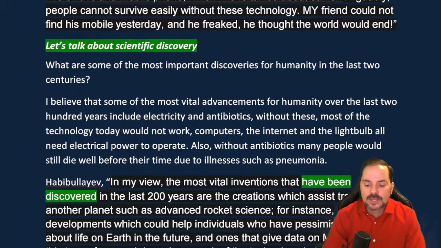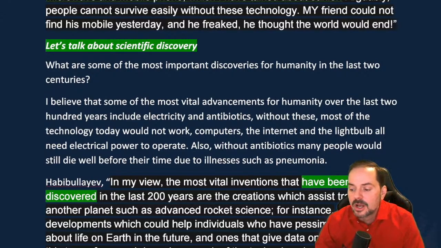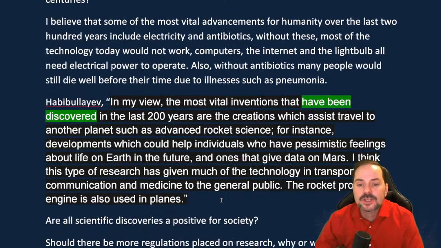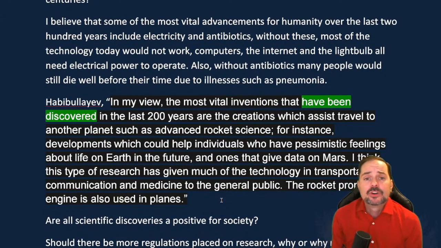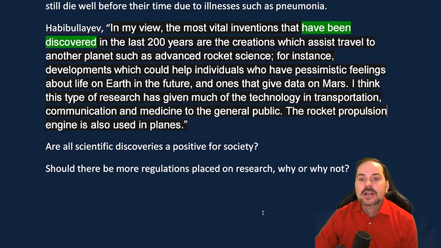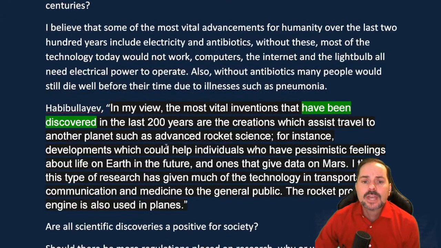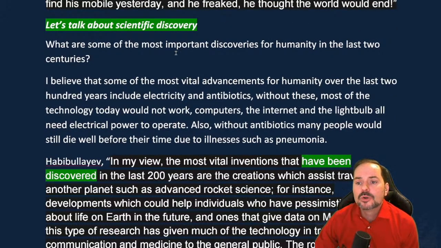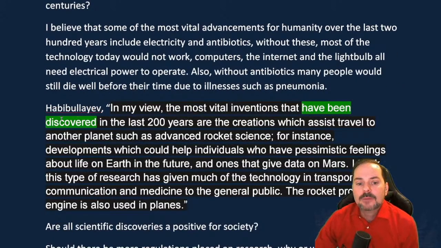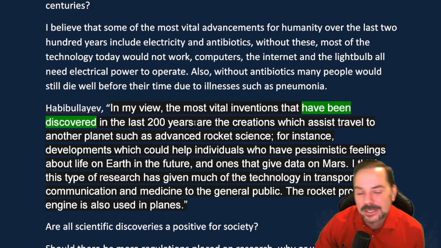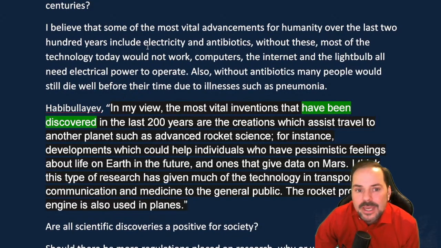Okay, whether or not that's true doesn't matter, but that's the example there. Okay, so this would be your band 5 converted to a band 9 response, Habibulayev. Okay, so that's what it is there. Okay, I'm bringing it up, so there you go. Okay, all right. So again, here's the question: what are some of the most important discoveries for humanity in the last 2 centuries? Now, one problem here, Habibulayev, is rocket science has only really been around for about 100 years, but it's okay, all right?